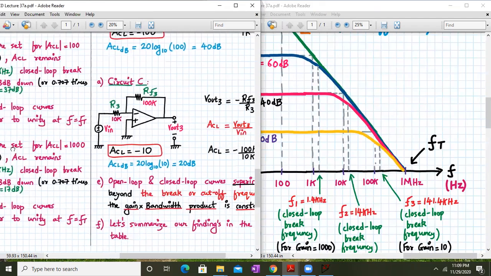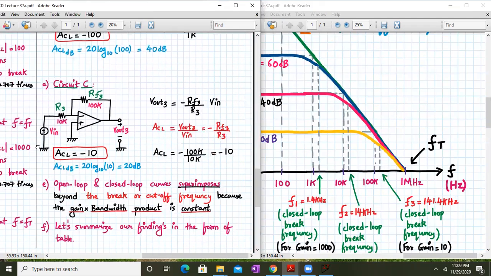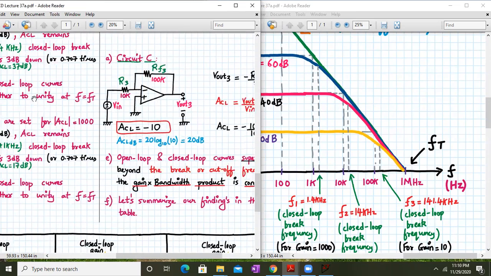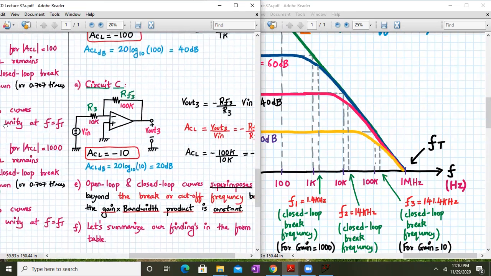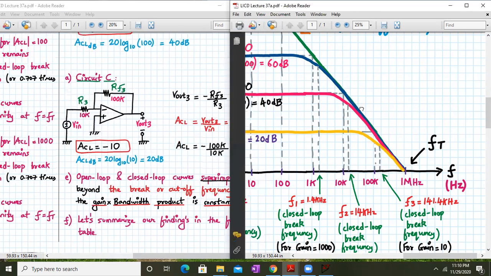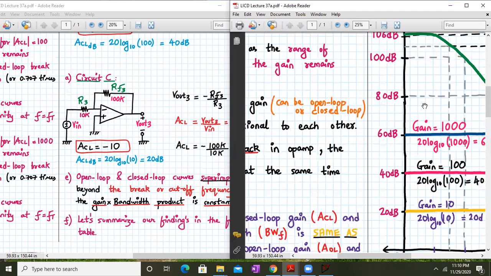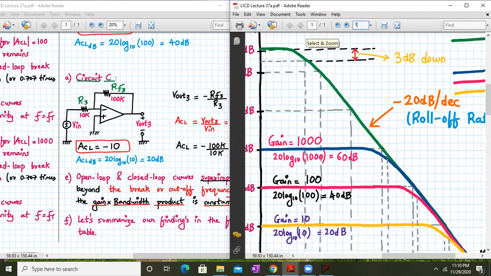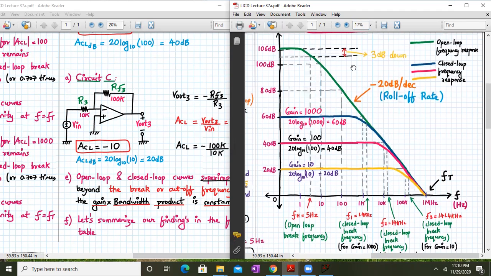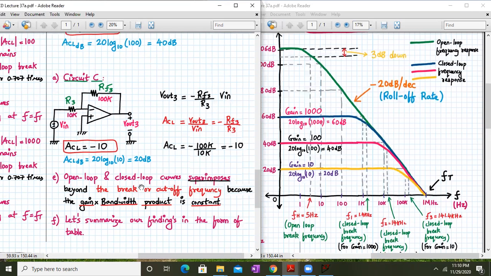Now the next point will be point number E. The open and the closed loop curves here are there. Let us check 17. Yeah, this is proper. So point number E says that the open loop and the closed loop curves superimpose beyond the break frequency or the cutoff frequency. So they will superimpose beyond the cutoff frequency.